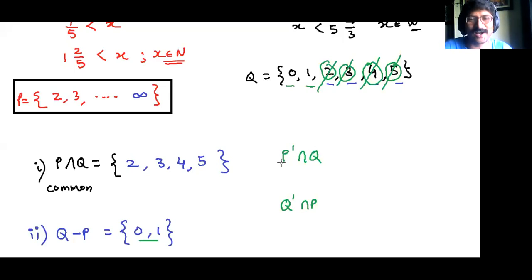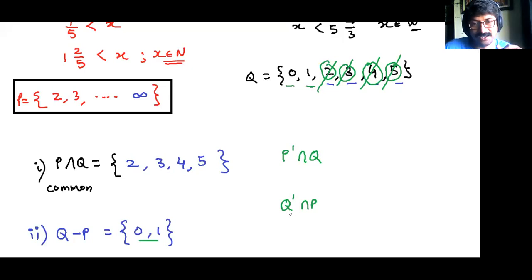As I promised to you, how you're going to find P complement intersection Q or Q complement intersection P in this part of the video. So let's complete the promise. So what is basically P complement? See, guys, whenever you are finding P complement intersection Q and Q complement intersection P, we should have this P complement and Q complement in our hand, isn't it?